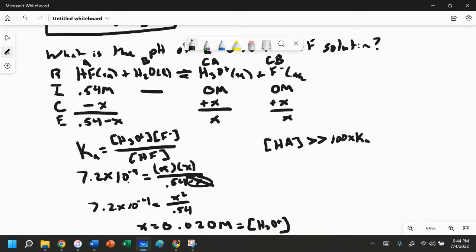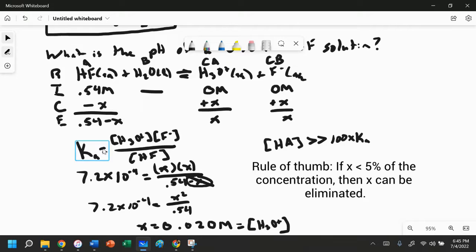Now, this is where we can check and see if our assumption, the minus x, actually would have made a difference. So 0.02 and 0.54. 0.54 minus 0.02 does change this value slightly. And so our x value is definitely going to be just a little bit off. But because it is very small compared to the 0.54, we can assume that our assumption was correct. That the minus x did not affect the overall value of x. Getting rid of the minus x in our equation was a valid assumption.